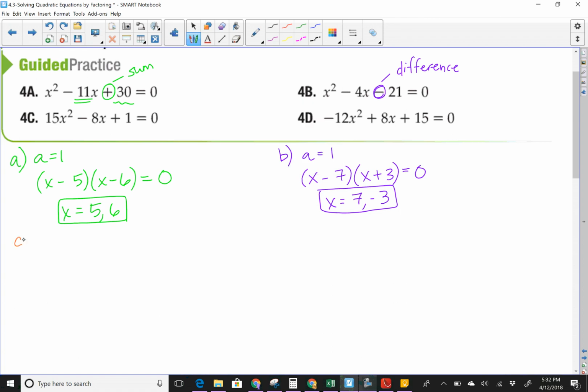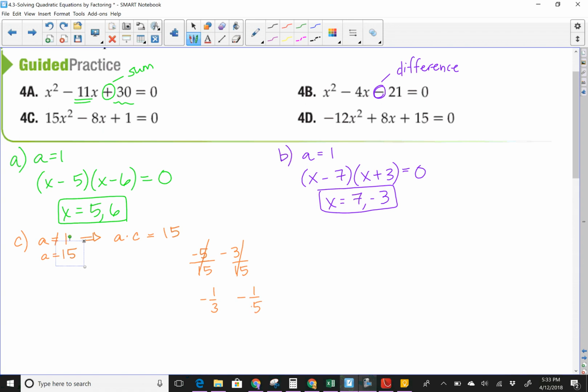So on part C, if you notice, a does not equal 1. And so if a doesn't equal 1, then you need to remember to multiply a times c. And a times c in this case is 15. So I'm looking for the factors of 15 that are going to add to give me 8. Okay? And let's say right off the bat, you know that's 5 and 3. Of course, negative 5 and negative 3. Whatever a in this case is equal to 15. You have to divide both of these by 15. And if they simplify, so this becomes negative 1 over 3, and this becomes negative 1 over 5.